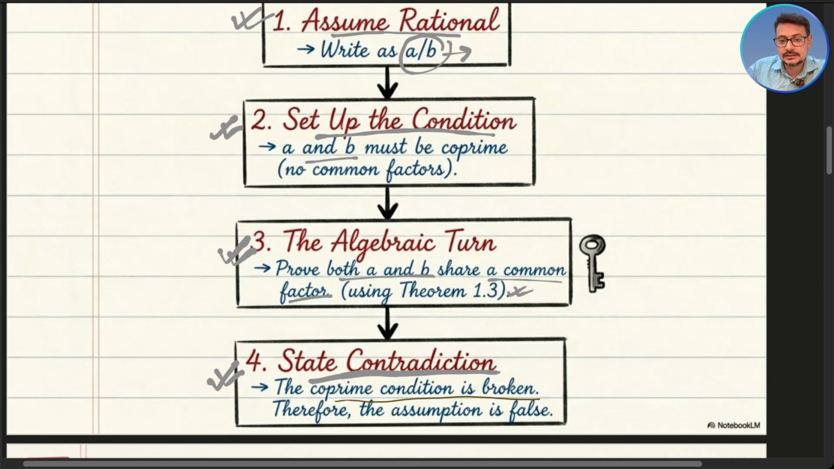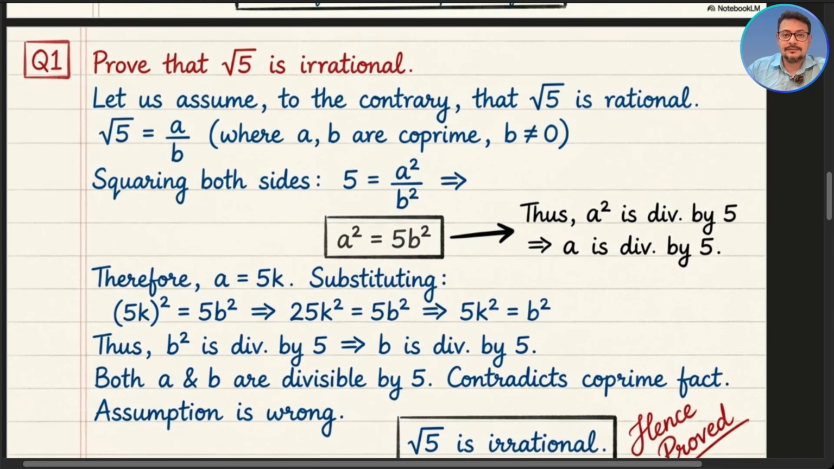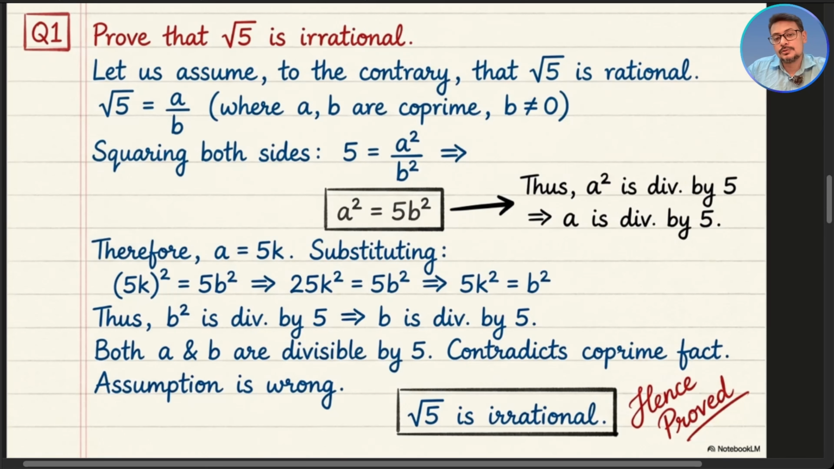Therefore the assumption is false. Hence we prove that our assumption of the given number being rational is wrong. Therefore the number given is irrational. That's how we are going to approach each and every problem. So that was the basic flow chart of how to approach the problem.